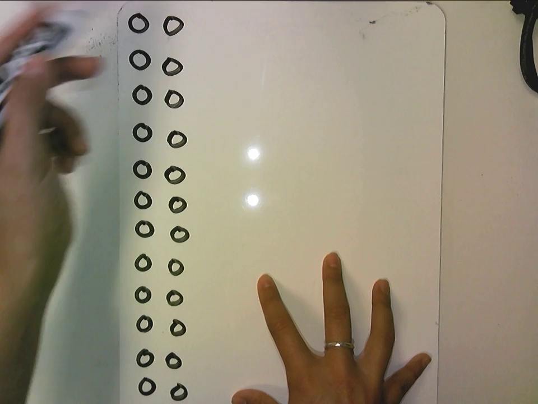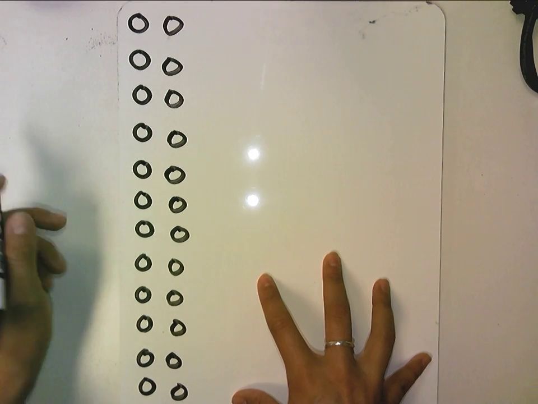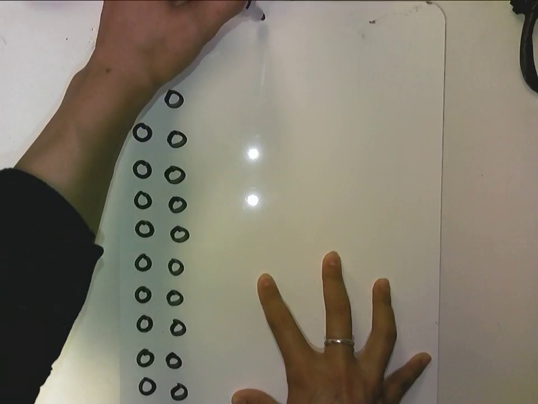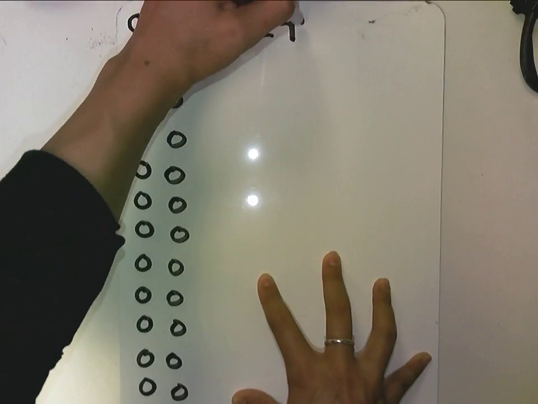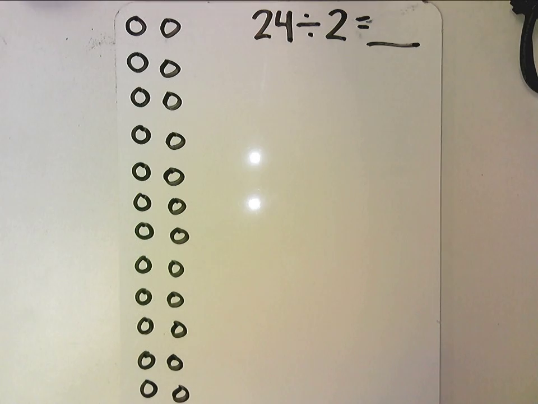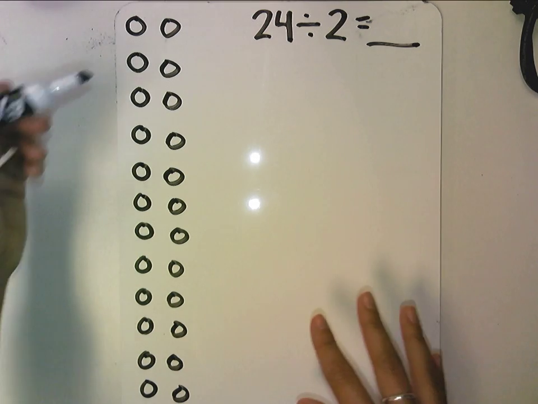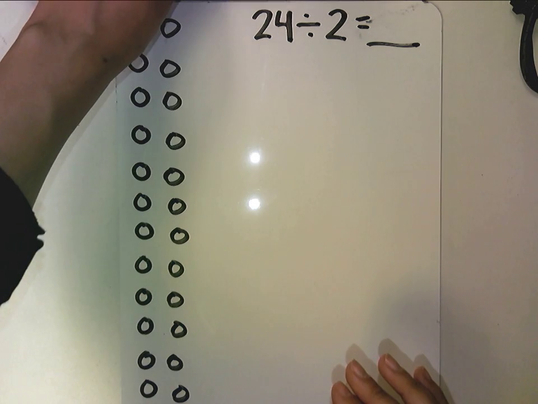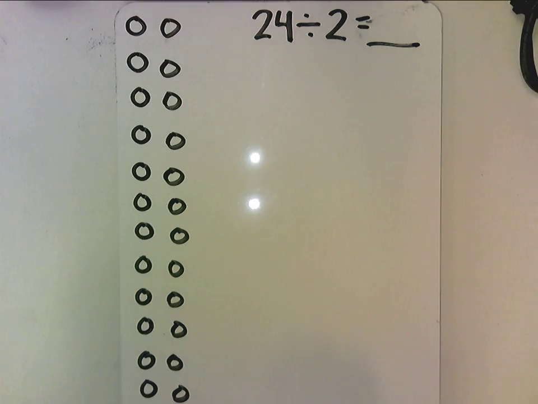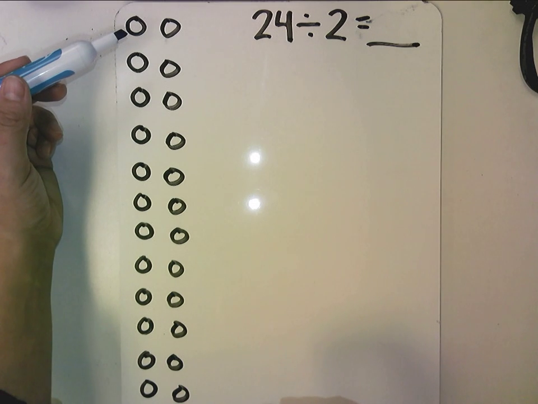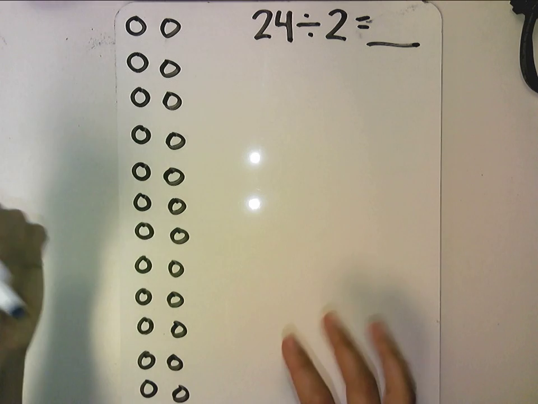Right next to your array, I want you to write this division equation that we're trying to solve for. 24 divided by 2 equals, that's what we're going to try to solve right now. Let's use this array. We can see there are 24 dots total. What I want you to do right now is draw a line after the 10th row because we're going to break this array apart or we're going to distribute it.